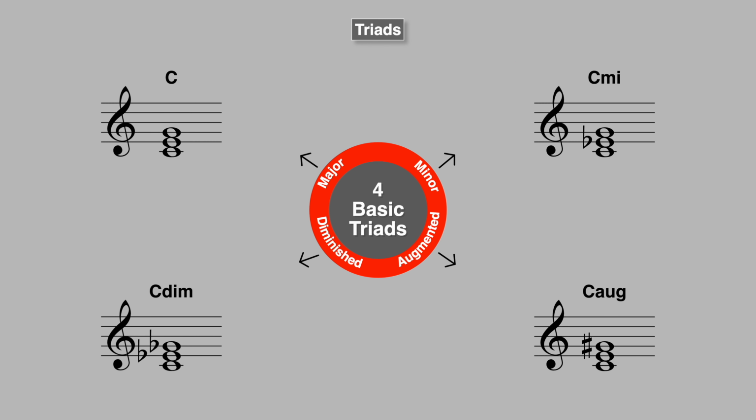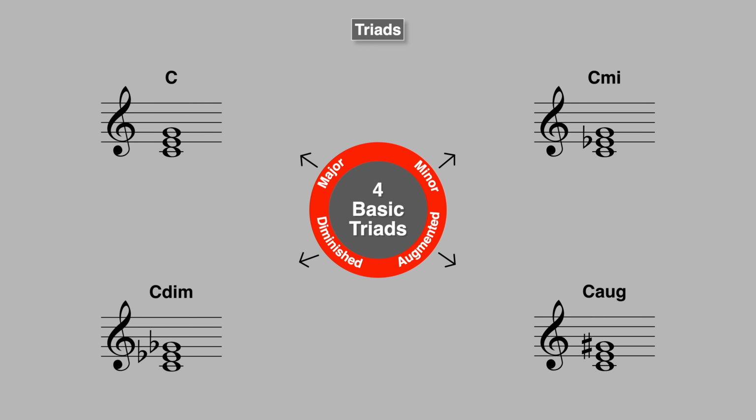The basic triads are major, minor, diminished, and augmented triads, also known as the major, minor, diminished, and augmented chords. Triads are chords that consist of 3 notes: a root, third, and fifth. The root is the bottom note from which the chord is built.